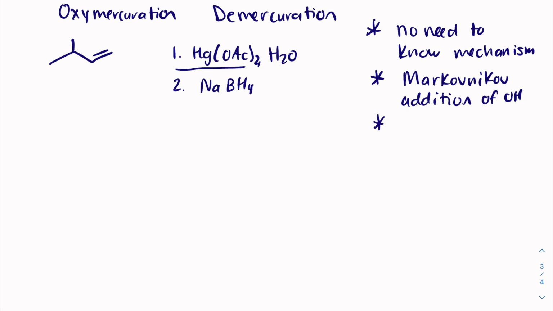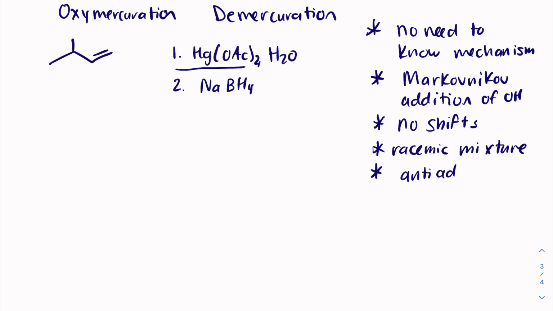What is a benefit of this is that there is no rearrangement possible. So there's no possibility for shifts like the one before, which is very nice. That way, that's one less thing you have to think about. You do produce a racemic mixture. And then our last bullet point is that this is technically anti-addition.